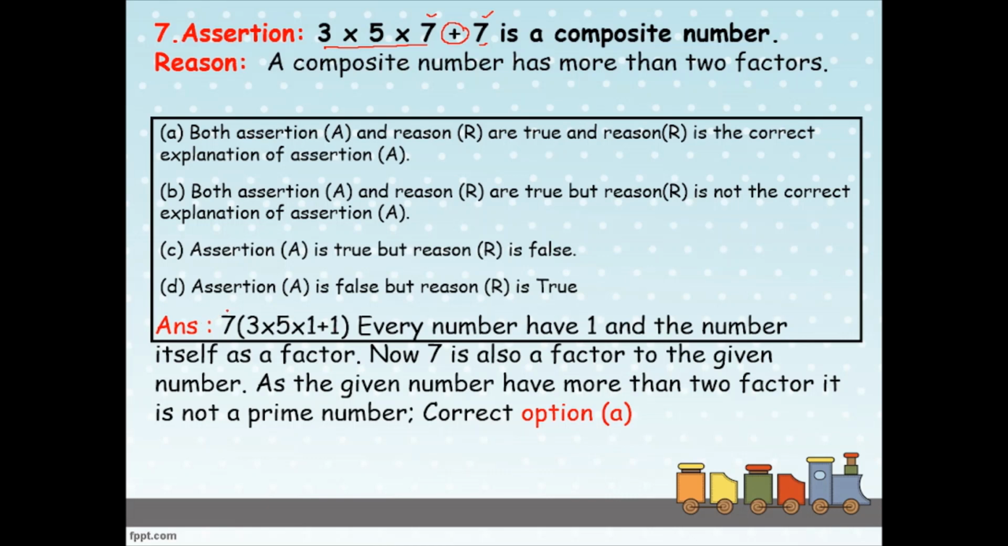Now we have taken 7 as common. So the number can be divisible by 7. So 7 is the third factor now. As you have one more factor more than 2, it is a composite number. So the assertion is also true. Here this assertion is using the reason, the statement, to be a composite. So it is using this statement. So we go for option A.